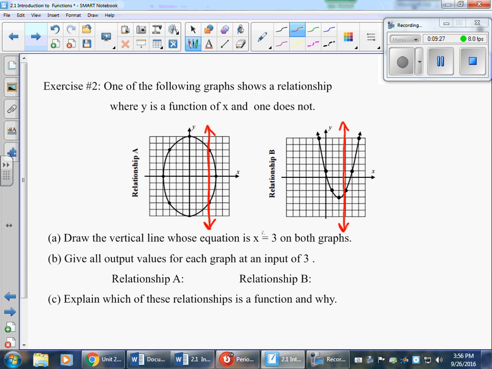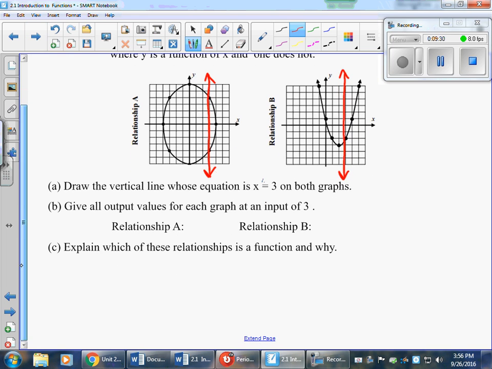Give all output values for each graph at inputs of 3. In other words, when x is equal to 3, what is y equal to? In this case, y is going to equal to here and here. So that's going to be positive 4 and negative 4. And here, y is equal to, right here, negative 2. Explain which of these relationships is a function and why. Give that some thought, pause, and think about that. See if you can explain why one of these is a function and one of them is not.